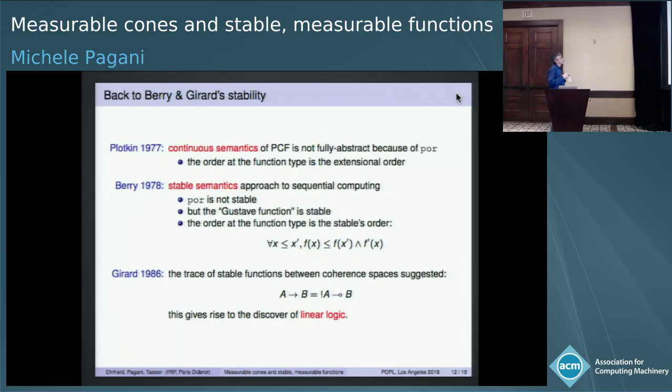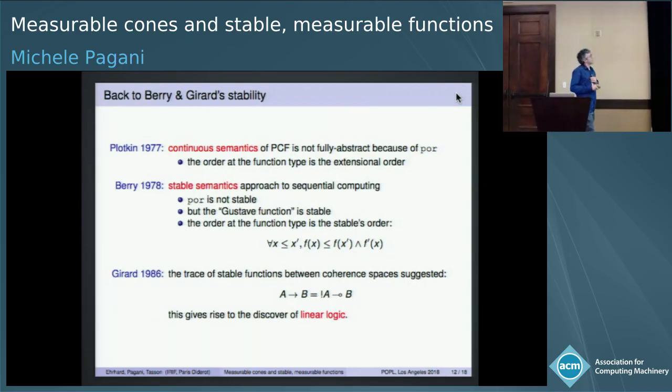One of the approaches was given by Berry one year later, by introducing a notion of stability, whose definition is apparently very different with respect to the absolute monotonicity that I mentioned before, because the setting here is completely different. It is an order setting, where the objects are just ordered sets. There are no cones or algebraic structure. Well, stability was a notion that helps to throw away parallel functions like the parallel-or, but not exactly to capture sequential computing, because there are other functions that are not sequential but that exist in the model.